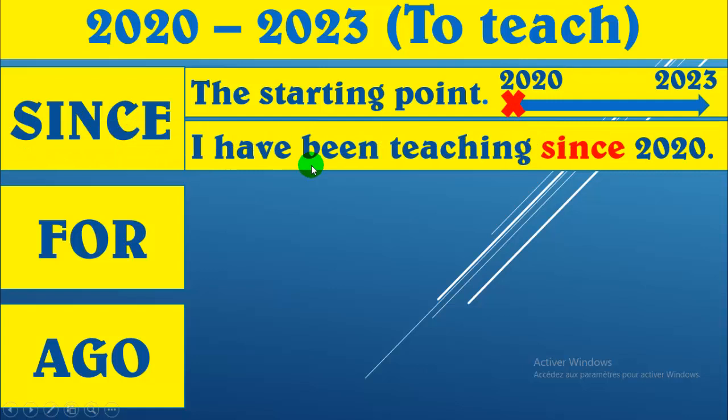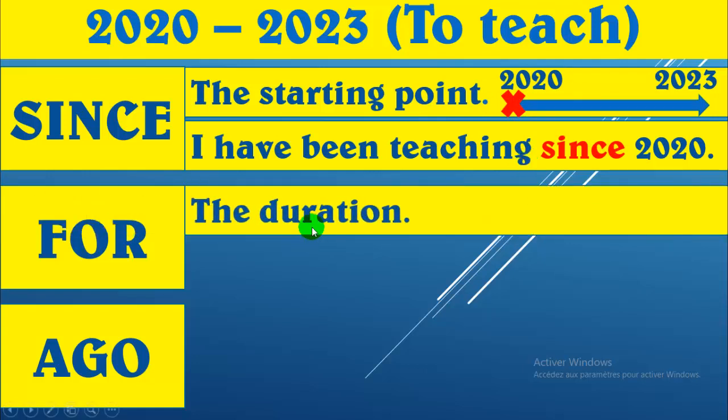Example, I have been teaching since 2020. So here, since is the starting point, the beginning of the actions. Depuis 2020. For is the duration, la durée de l'action, the duration. For, look at here, de 2020 à 2023, la durée de l'action est de 3 ans.